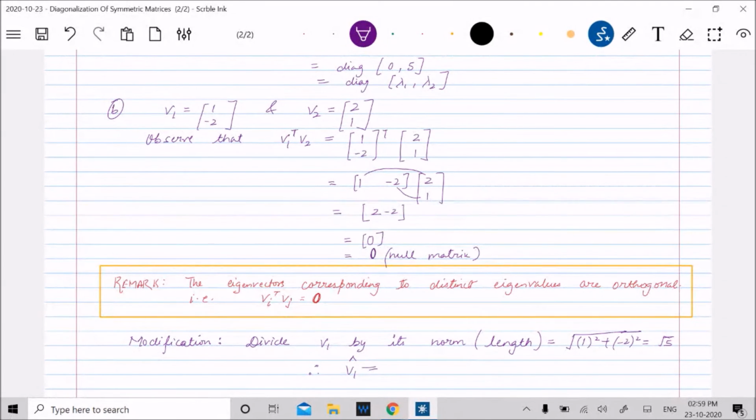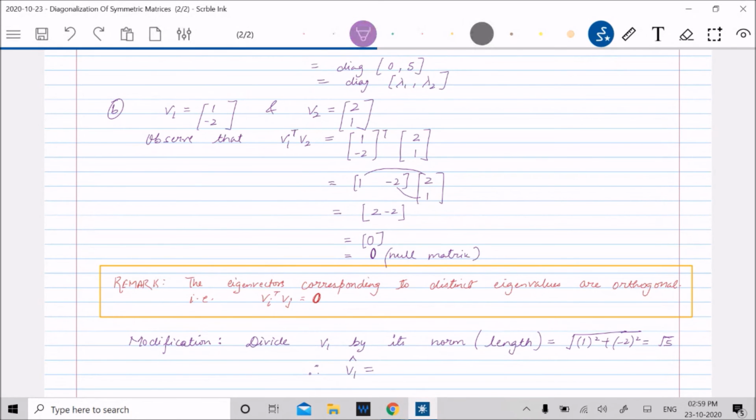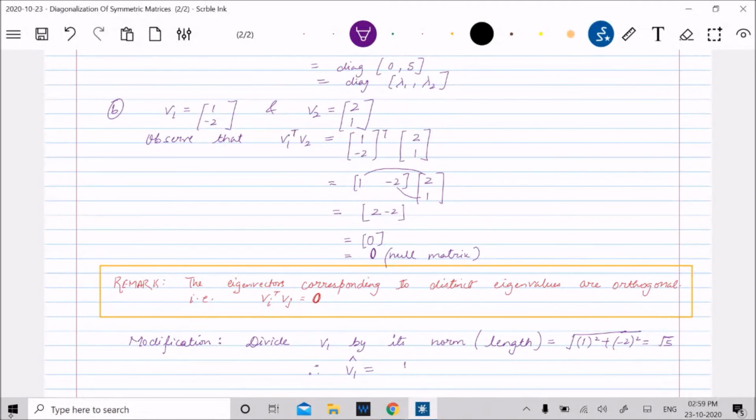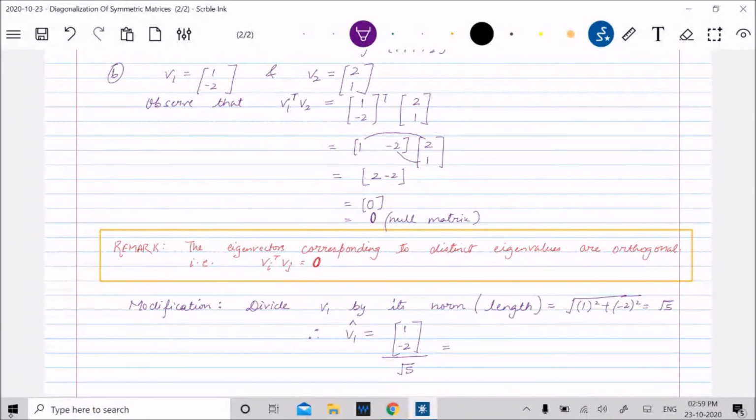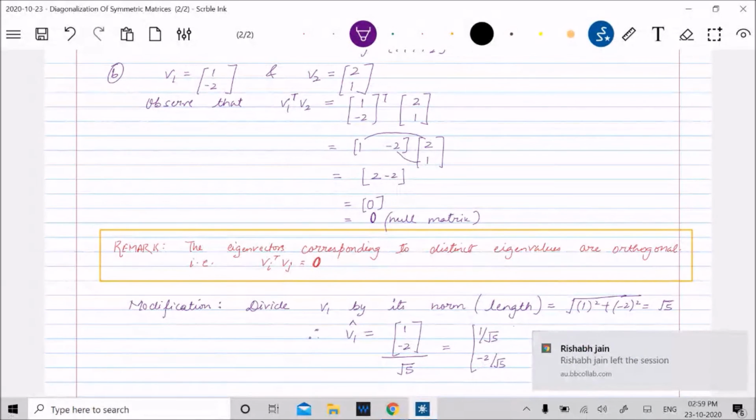Please try to remember a few basic things about vectors in physics. What is a unit vector? A unit vector is a vector divided by its magnitude. A cap is equal to vector A divided by magnitude of A. Right? So that's what I have done here. I have just found the magnitude of vector V, and now I'm going to divide it by its magnitude. So that will give me the unit vector: 1 upon root 5, and the other will be minus 2 upon root 5. Right, this is V1 cap.